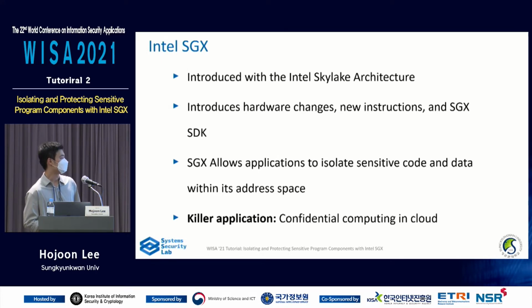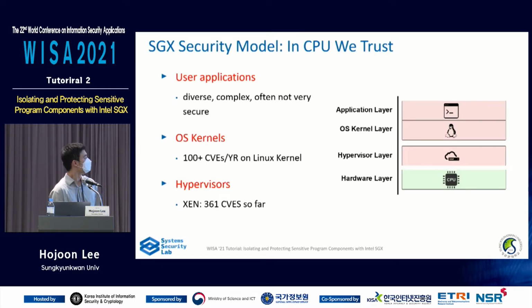SGX allows applications to isolate sensitive code and data within its address space, meaning the enclave will be run and positioned alongside your normal program. So it's going to be in the same address space. And the killer application for SGX, one reason why SGX is getting so much traction, as you're going to see, is that SGX will allow confidential computing in the cloud.